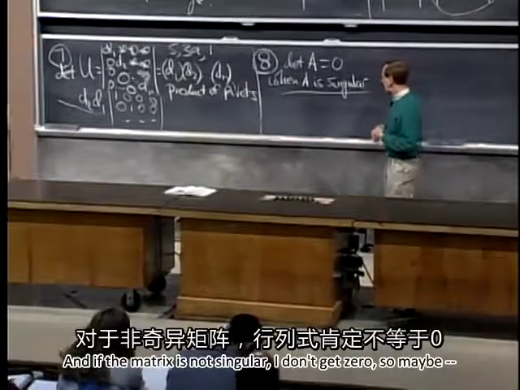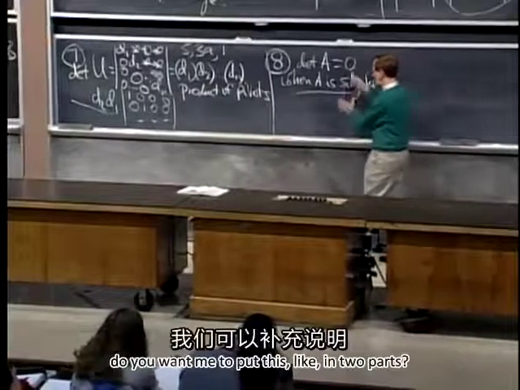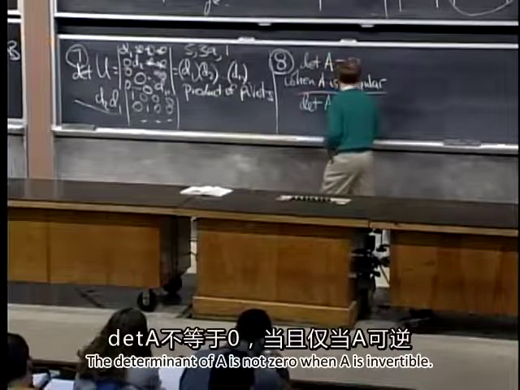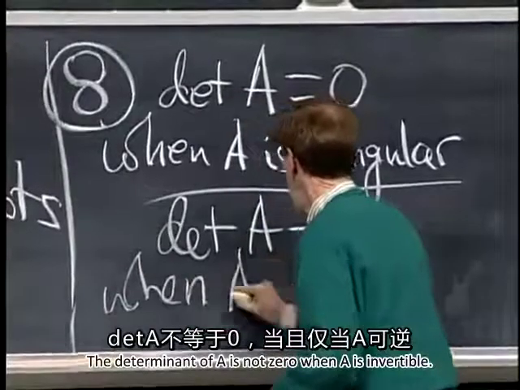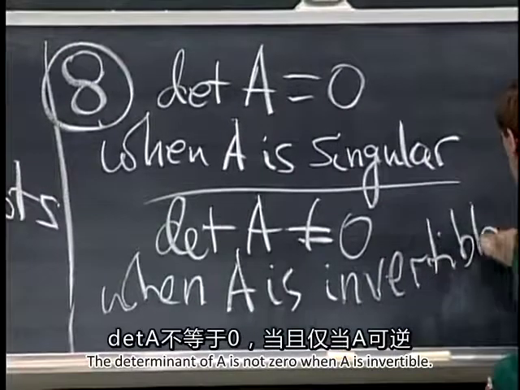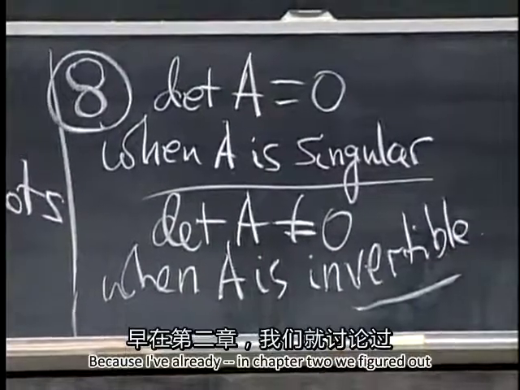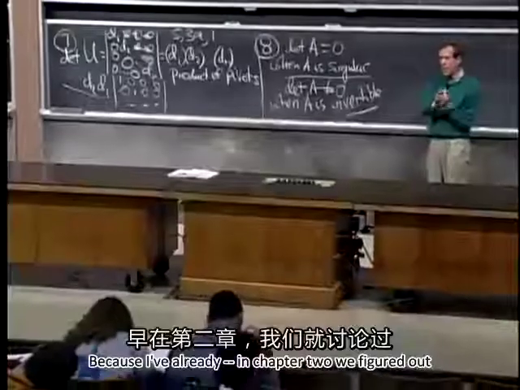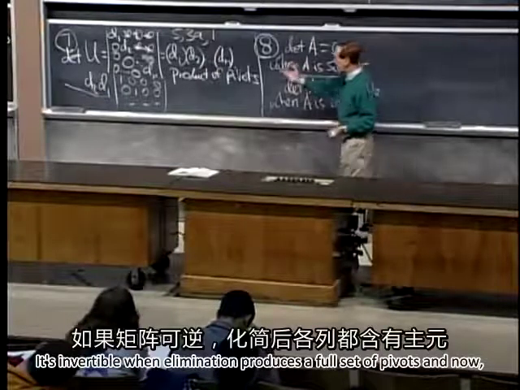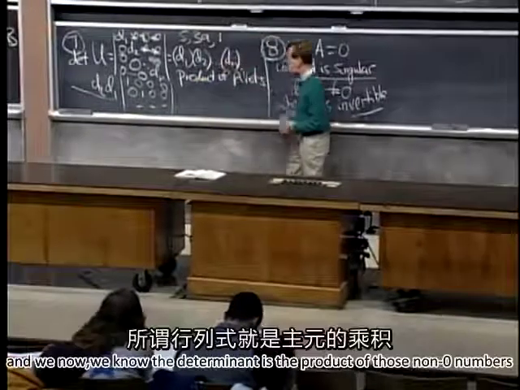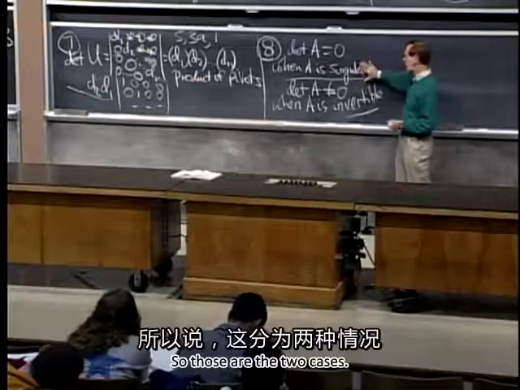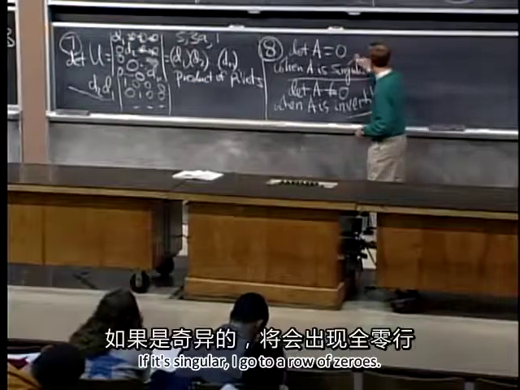And if the matrix is not singular, I don't get 0. So maybe, do you want me to put this in two parts: the determinant of A is not 0 when A is invertible. Because in Chapter 2, we figured out when the matrix is invertible. It's invertible when elimination produces a full set of pivots. And we know the determinant is the product of those non-zero numbers. So those are the two cases. If it's singular, I go to a row of zeros.